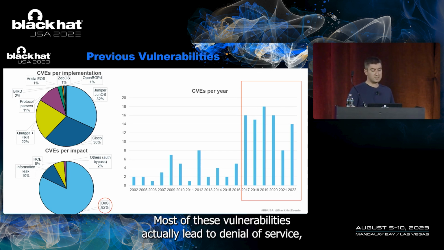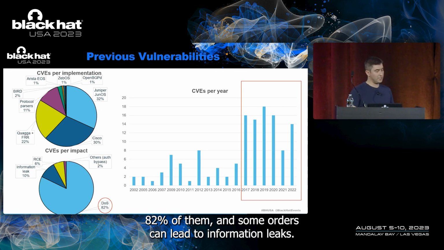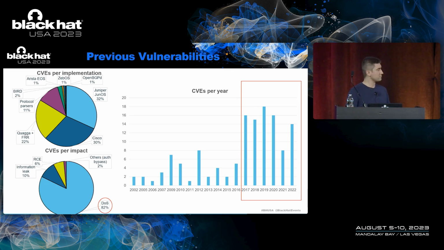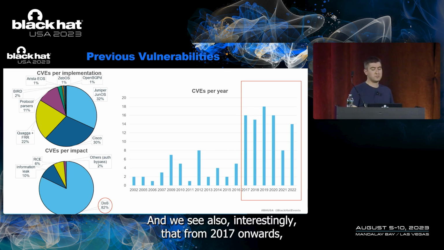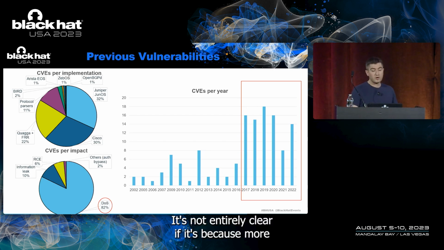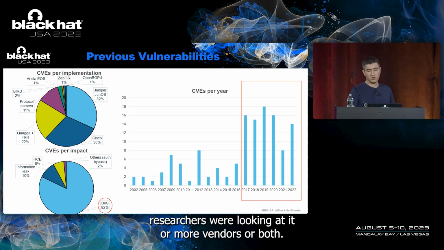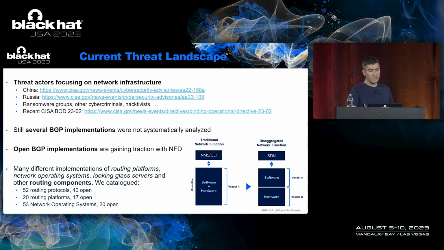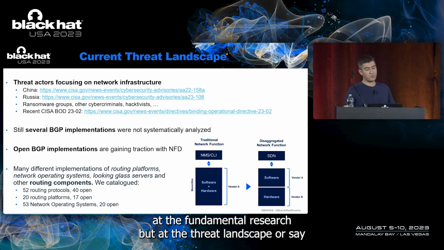Most of these vulnerabilities actually lead to denials of service, 82% of them, and some others can lead to information leaks, remote code execution, authentication bypasses, and other types of impacts. And we see also, interestingly, that from 2017 onwards, there is a bit of a spike in the disclosure of these vulnerabilities. It's not entirely clear if it's because more researchers were looking at it, or more vendors, or both, but the fact is that from 2017, there seems to be a bit more interest in this type of vulnerability in BGP implementations.